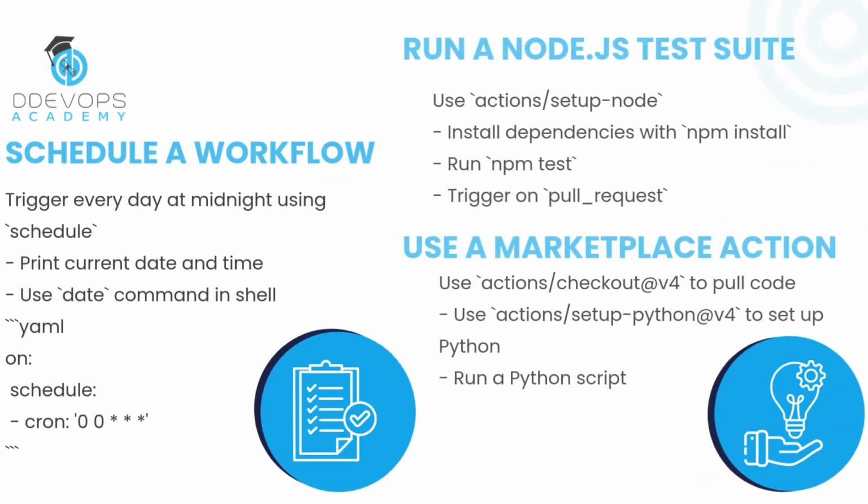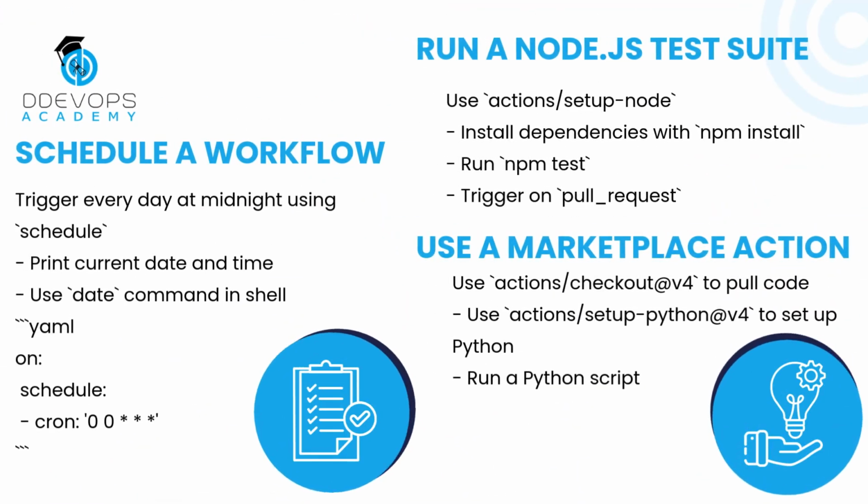Let's bring it all together with a few practical examples. You can schedule workflows to run daily, like printing the current date at midnight. You can run a Node.js test suite on every pull request using setup-node and npm commands. And you can tap into the GitHub Marketplace to use ready-made actions, like checking out code or setting up Python. These demos show how flexible and powerful GitHub Actions really are.